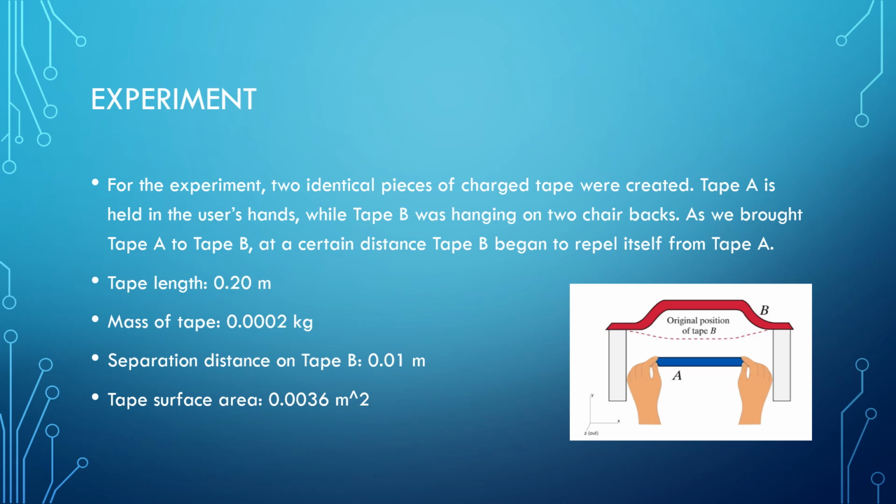So for the experiment, what we did was we took two identical pieces of charged tape. Tape A was held in the user's hand, while tape B was hanging on two chair backs that I created. As we brought tape A to tape B, at a certain distance, tape B began to repel itself from tape A because we assume that they have positive charges, or similar charges, because they were made the same way. The tape length was 0.2 meters, the mass of the tape was 0.0002 kilograms, and we found the separation distance on tape B to be 0.01 meters, around there, and the surface area of the tape was 0.0036 square meters.